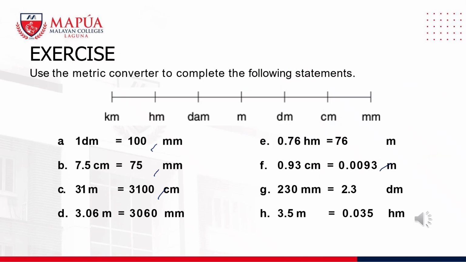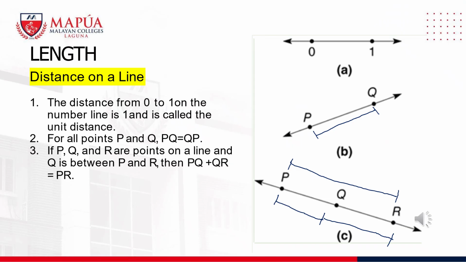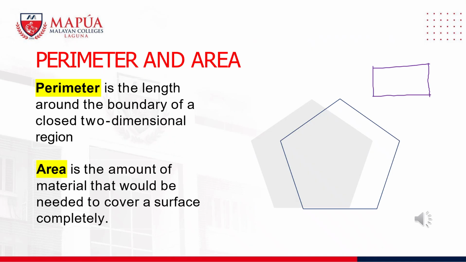We have done this, so I will not explain this again. And then next, after length, we have the perimeter, area, and volume. And then we had a lecture on finding the distance on the line, and we have some illustration on how to calculate the distance using points on the line. And next we have what we call area and perimeter. So perimeter is the length around the boundary of a closed two-dimensional region, as you can see from this illustration. And that is a perimeter.